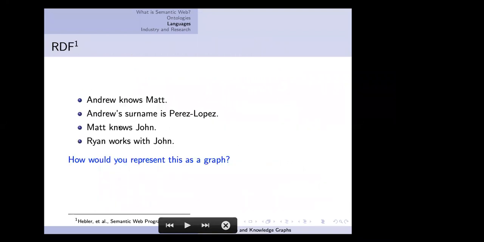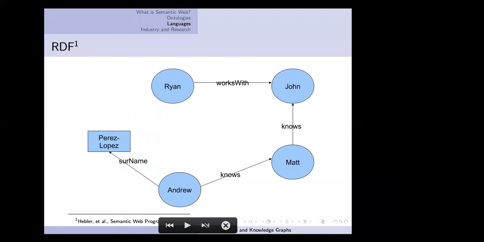Yeah, so just a few examples here. We could say Andrew knows Matt. We could say Andrew's surname is Perez Lopez. We could say Matt knows John. Ryan works with John. So how would this look like in a graph? If you have a look at this graph, we have those four nodes representing Ryan, John, Matt, and Andrew, and then connected by predicates. And then we have Perez Lopez as a surname.